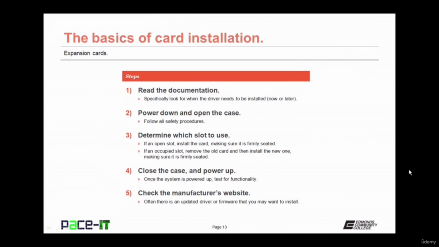Step 3. Determine which slot you're going to use. If there's an open slot, install the card, making sure it is firmly seated. If you're going to install it into an occupied slot, remove the old card and then install the new one, making sure it's firmly seated. Then you close up the case and power up. Once the system is powered up, test for functionality. Make sure it works right.